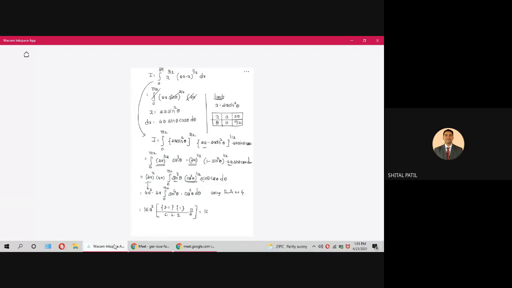So it is 16a cube, 3 divided by pi. So 48, 48 will cancel. Final answer: pi a cube.